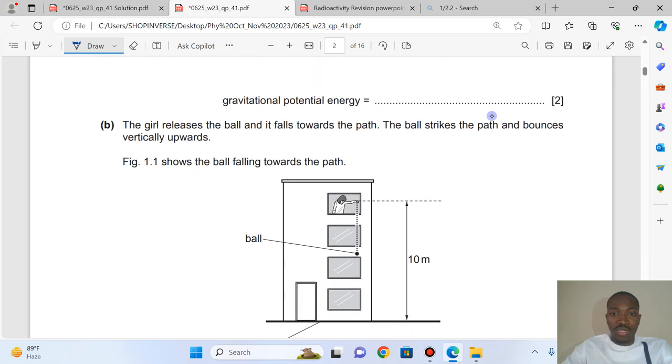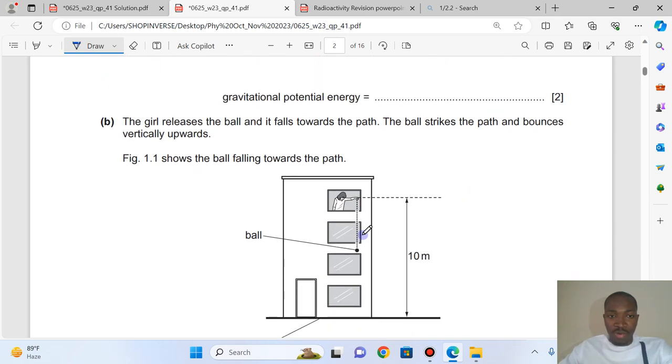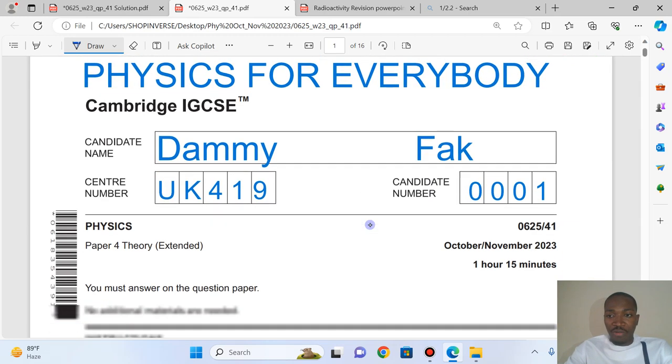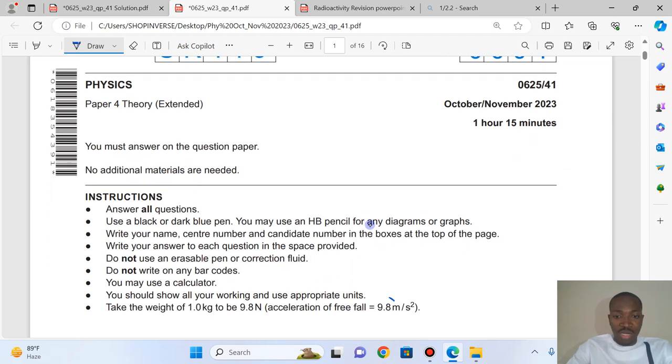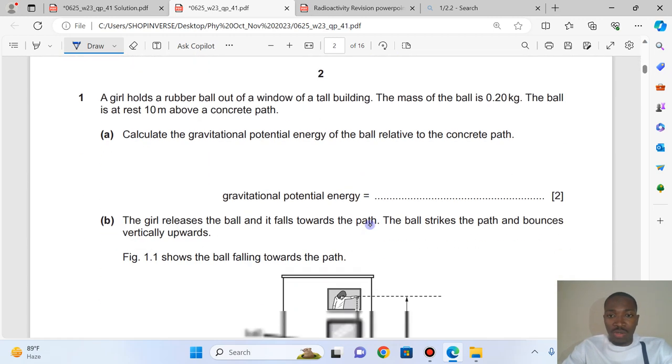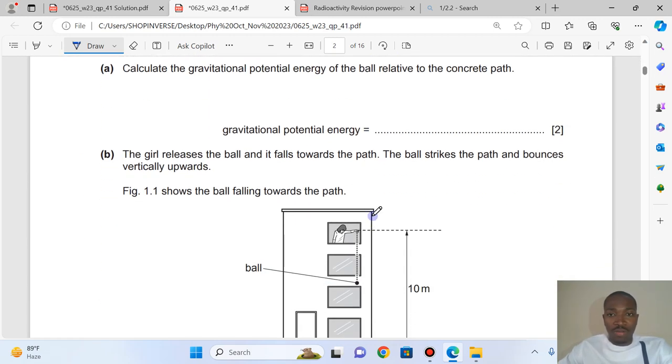Okay, so this is just the diagram to represent what is happening. The mass of the ball is 0.2 kg. Gravitational field strength: do not forget that from this syllabus, gravitational field strength will be taken as 9.8 meters per second squared, or 9.8 Newton per kilogram. So let's substitute those values into the equation. What's the formula for gravitational potential energy? Gravitational potential energy is mass multiplied by gravitational field strength multiplied by height.